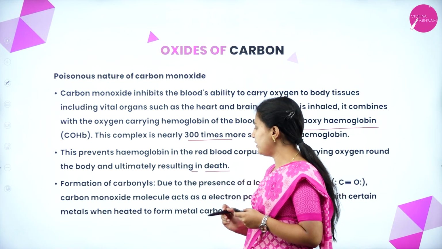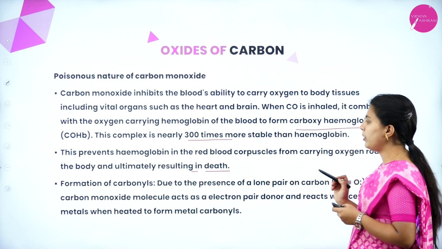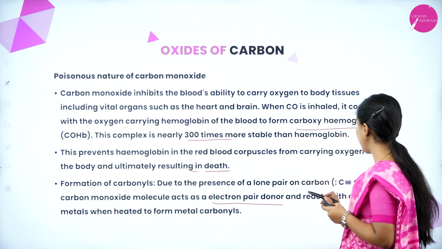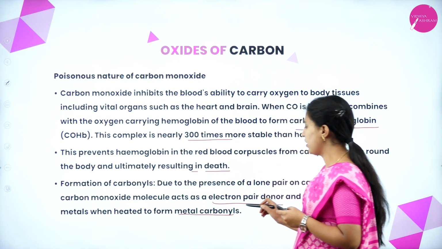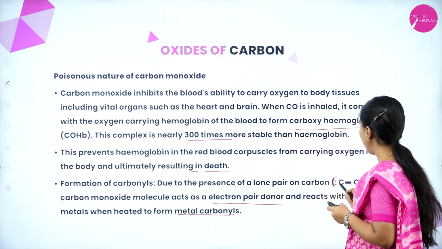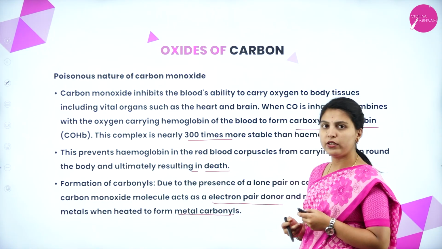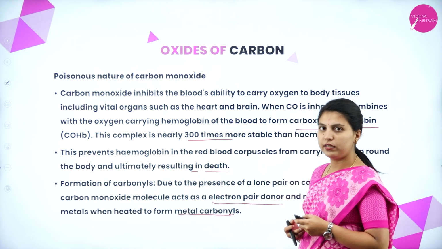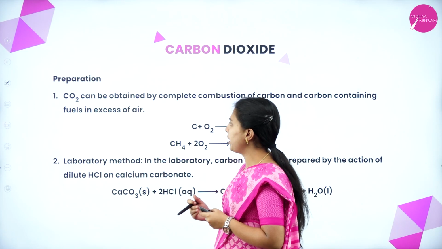Formation of carbonyls. Due to the presence of a lone pair, the carbon monoxide molecule acts as an electron pair donor and reacts with certain metals when heated to form metal carbonyls. When it forms metal carbonyls, it has a lone pair of electrons, so it acts as an electron pair donor. By that it will form metal carbonyls. Next, carbon dioxide. First we will see the preparation.